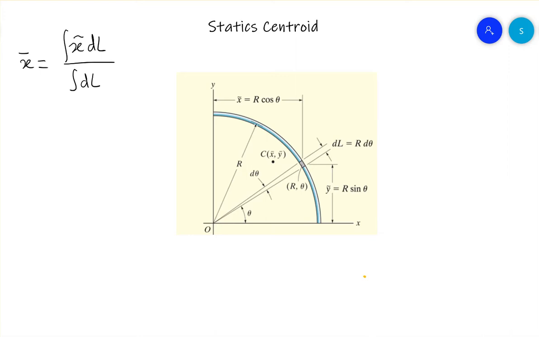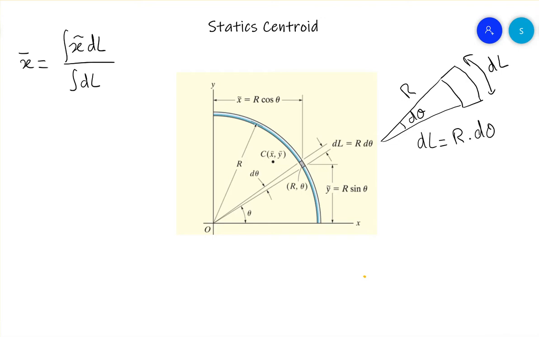So the dl, what is the dl? If we look a little bit closer, dl is a little arc of circle, and this is the distance dl. This distance is the little angle d theta inside times the radius. That's the formula for the length of an arc of a circle. So dl is equal to r, the radius that is constant, times d theta, and d theta is the little angle that changes all the time.